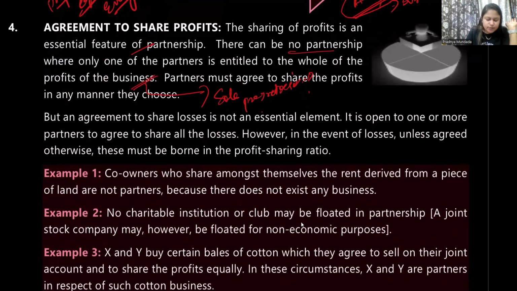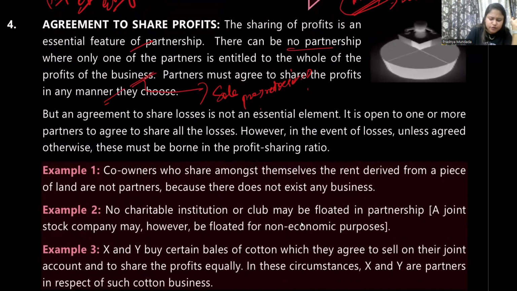Partners but agree to share the profits in any manner they choose. Any manner it could be. You get 1:1:1. You get 9:1:1. You get 12:5:4. Do anything. So ratio is not a requirement. Ratio must be there as a requirement.